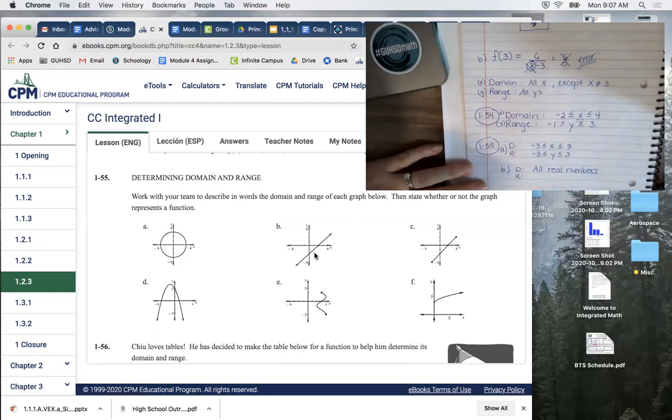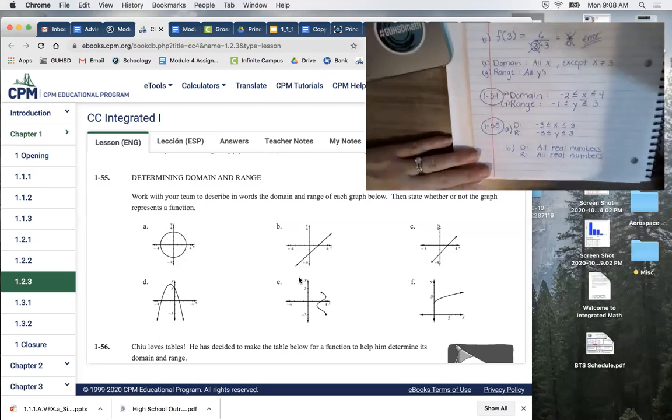So we actually say all real numbers. All real numbers is what we say. And same with the range. The range is the same way. It's actually all real numbers too. I would also be okay, because we haven't talked about numbers that aren't real, if you just put all numbers. All numbers. Everything works for a line.